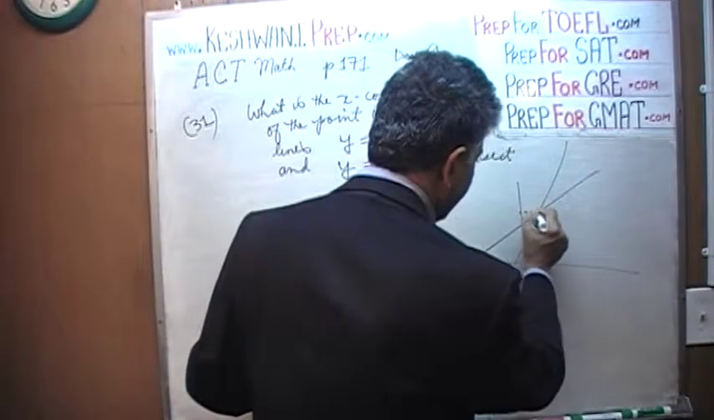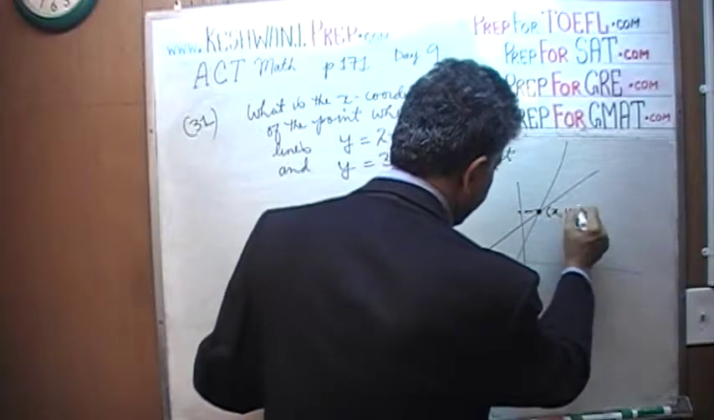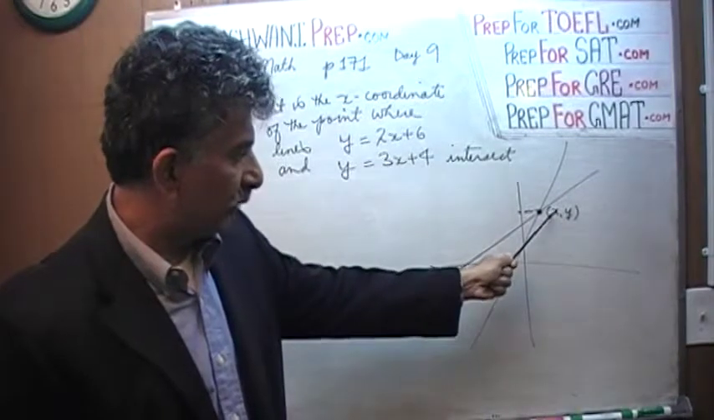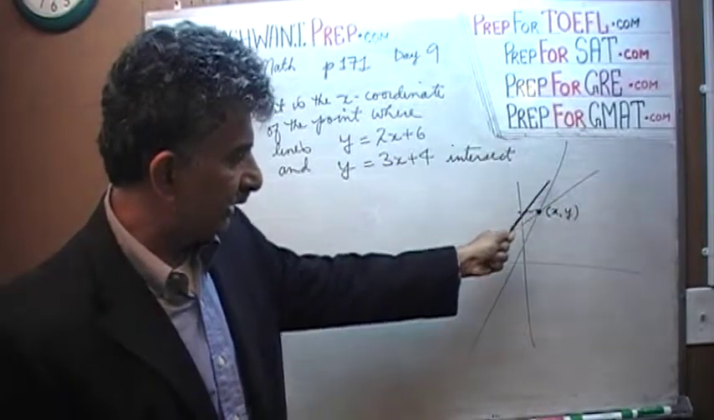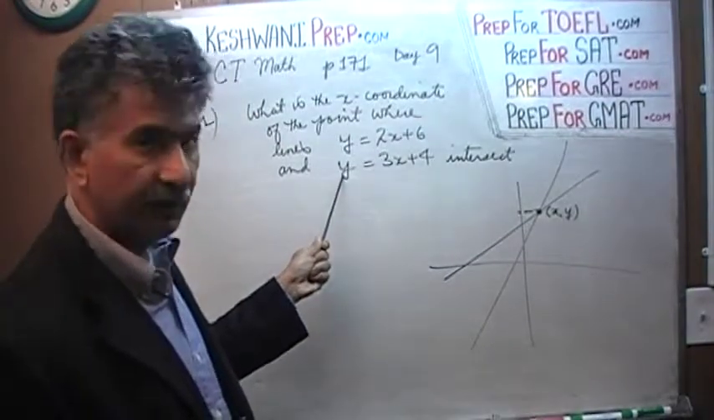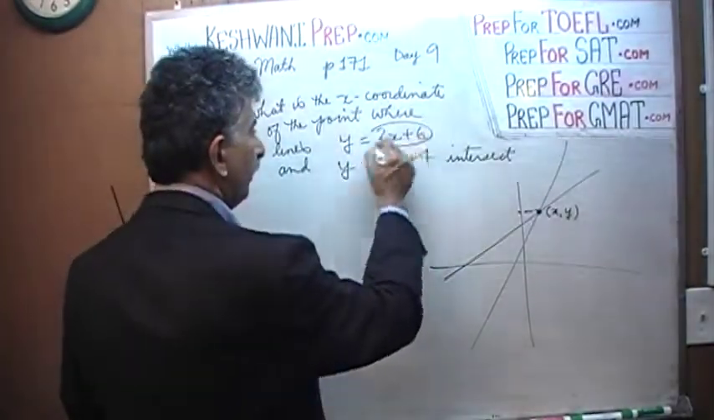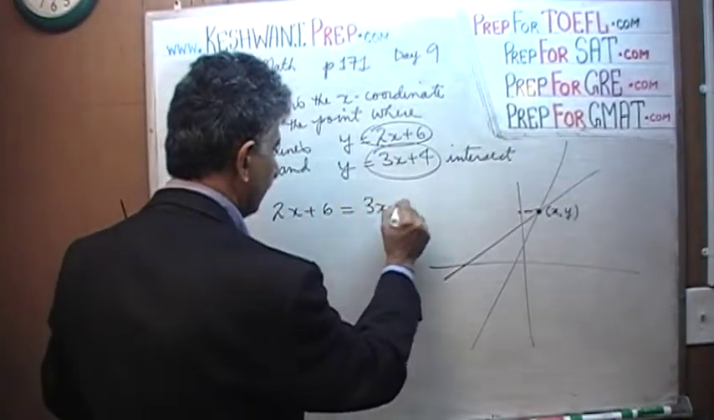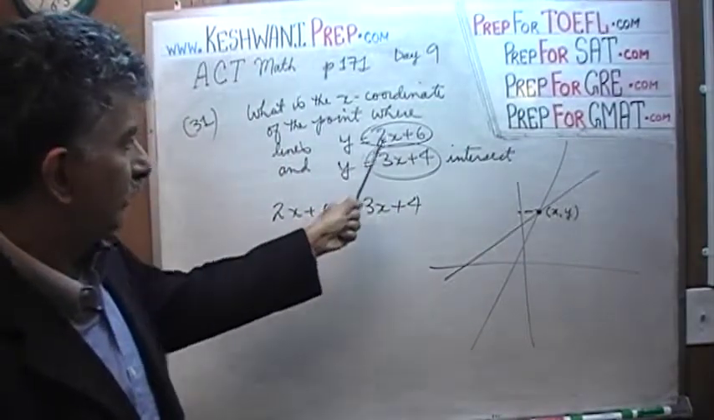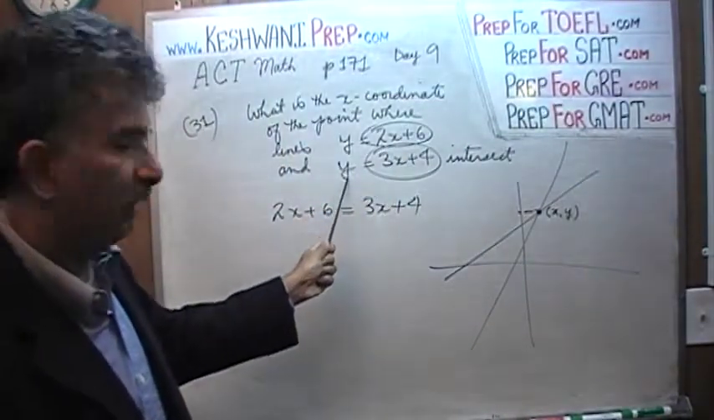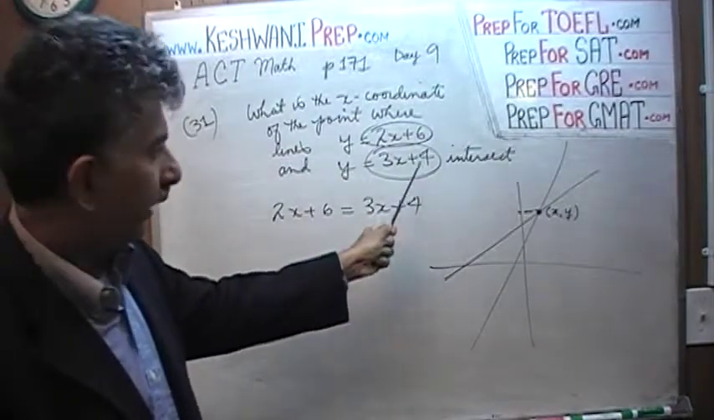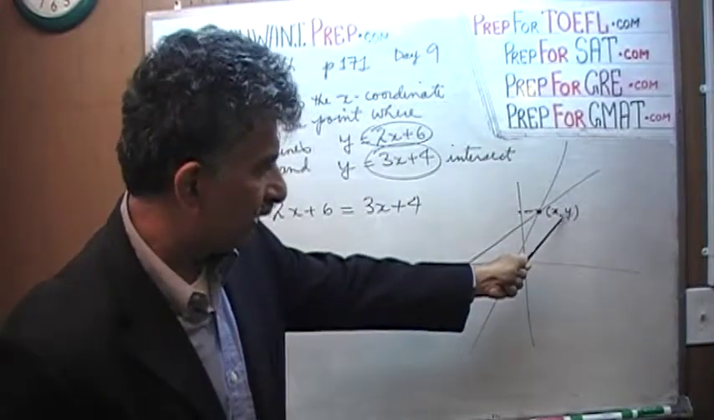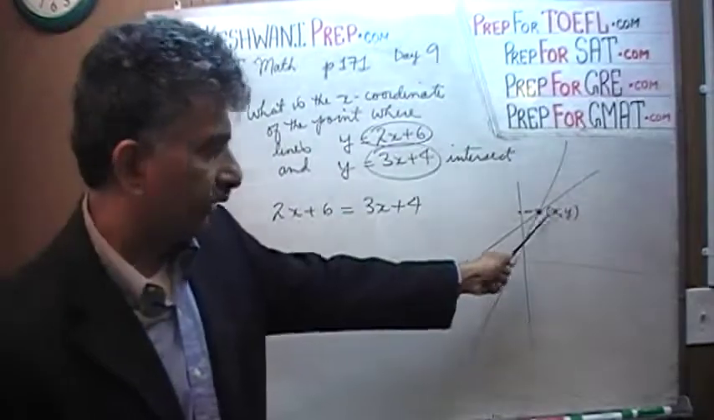At that point of intersection, they have the same y coordinate and same x coordinate, of course, because that's why it's called the point of intersection. So we're going to equate the two quantities: 2x plus 6 has to be 3x plus 4, because in the first line y equals 2x plus 6, and in the second line y equals 3x plus 4. The y value of this point has to be the same for both of them, so we equate the two and find the x.